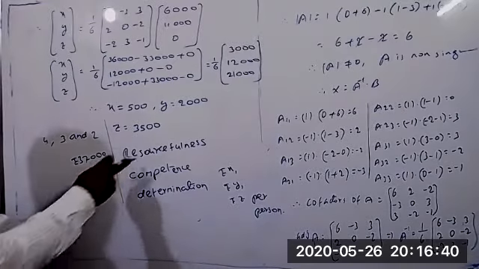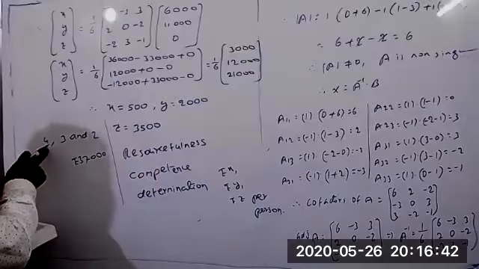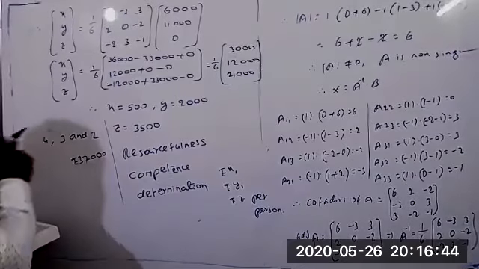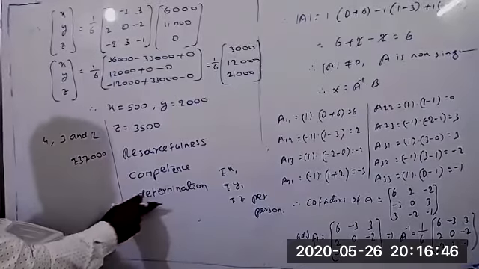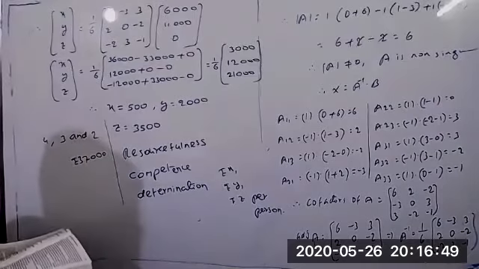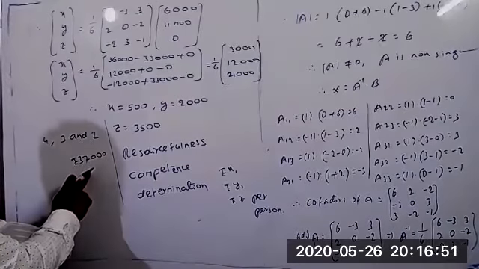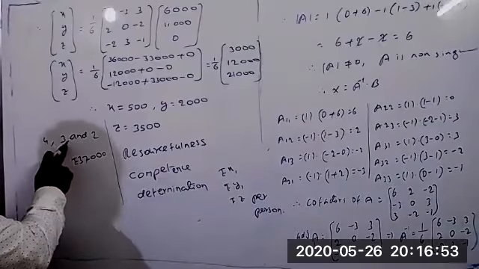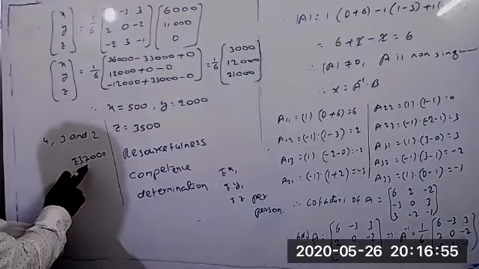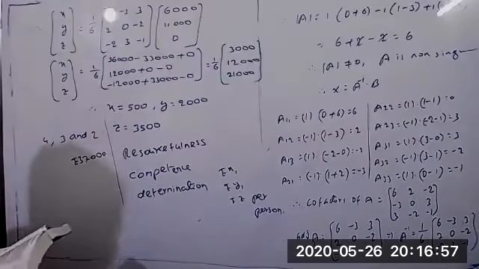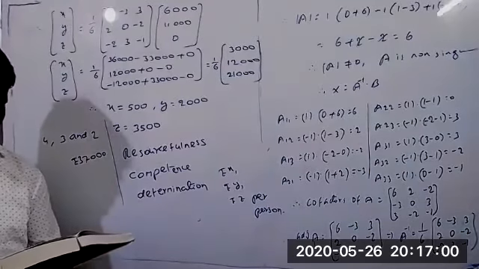Tell me now. Resourcefulness 4 members, competent 3 persons, and determination 2 persons. So 4x plus 3y plus 2z is equal to 37,000. 4x plus 3y plus 2z equals rupees 37,000. This is the first condition here. Okay.